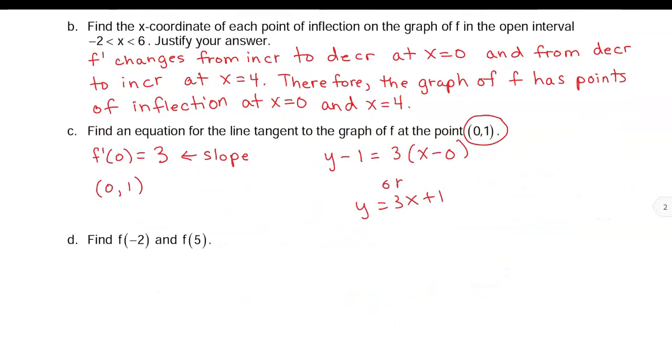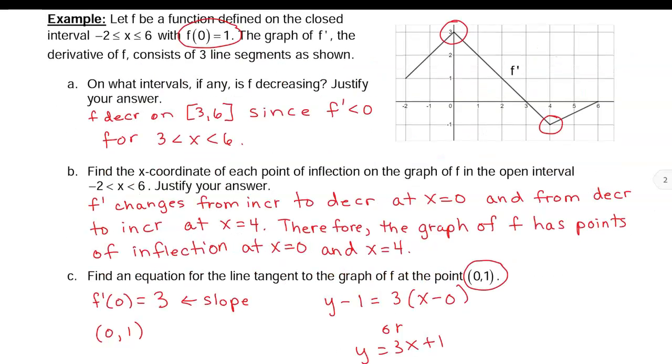Okay, in part D, we finally get an opportunity to think about our net change theorem in terms of the formula we have up above. When you are asked for values like f of -2 and f of 5, all you know is f of 0 is 1. So that's the only point you actually know about on the original function of f. Then you can use the net change theorem to help you.